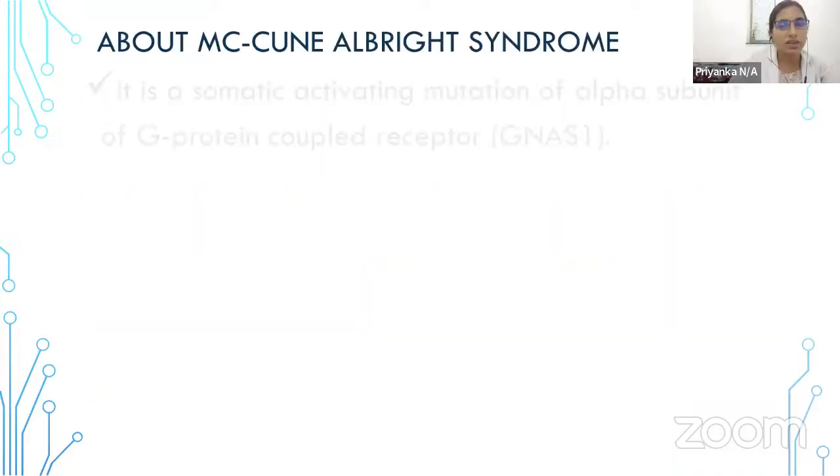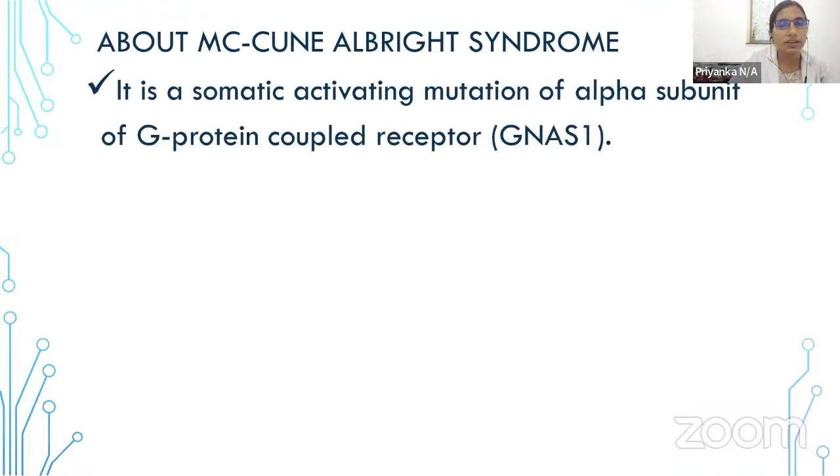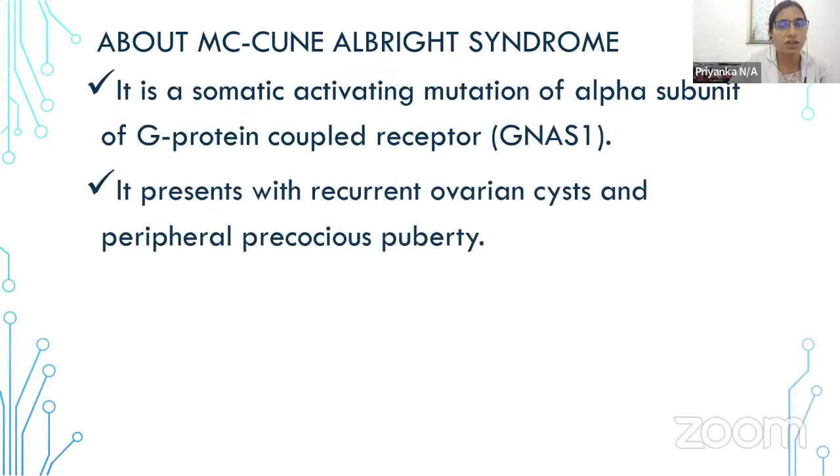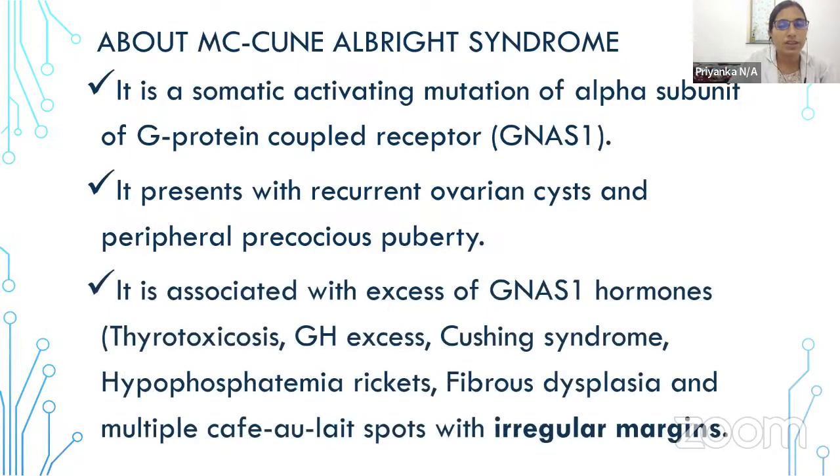So about McCune-Albright syndrome, it is a somatic activating mutation of the alpha subunit of the G-protein coupled receptor gene GNAS1. It presents with recurrent ovarian cysts and peripheral precocious puberty. It is associated with excess of other hormones, presenting with thyrotoxicosis, GH excess, Cushing syndrome, hypophosphatemic rickets, fibrous dysplasia, and multiple cafe-au-lait spots with irregular margins, differentiating it from neurofibromatosis.